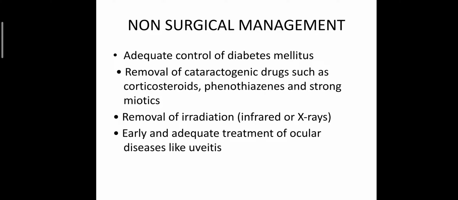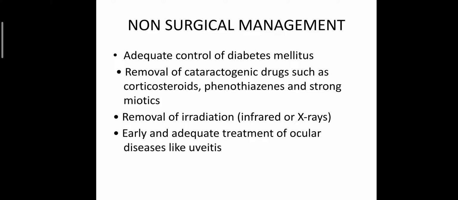So it consists mainly of treatment of the cause of cataract, for example adequate control of diabetes mellitus, or removal of cataractogenic drugs if the patient is on them, like corticosteroids, phenothiazines and stronger miotics, and removal of exposure to radiation or infrared radiation, or early treatment of ocular diseases like uveitis which prevent occurrence of complicated cataract. So treatment of the causative disease many a time may stop the progression, and sometimes in early stages it has proven to even cause regression of the cataractogenesis which has already occurred.